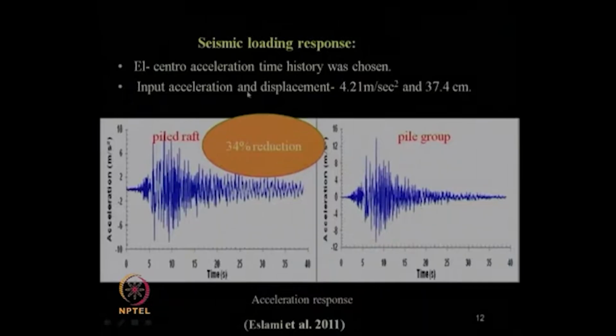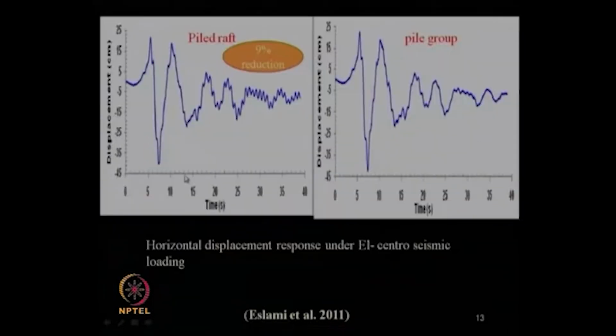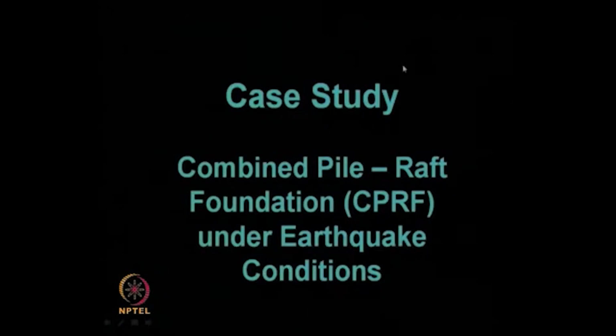Also, they carried out the research for the seismic loading conditions using El Centro acceleration time history, and it was found that there is a 34% reduction in acceleration value compared to pile group in case of combined pile raft foundation. And for horizontal displacement response under this El Centro earthquake, they observed that there is a 9% reduction in the displacement for the pile raft compared to the pile group values.